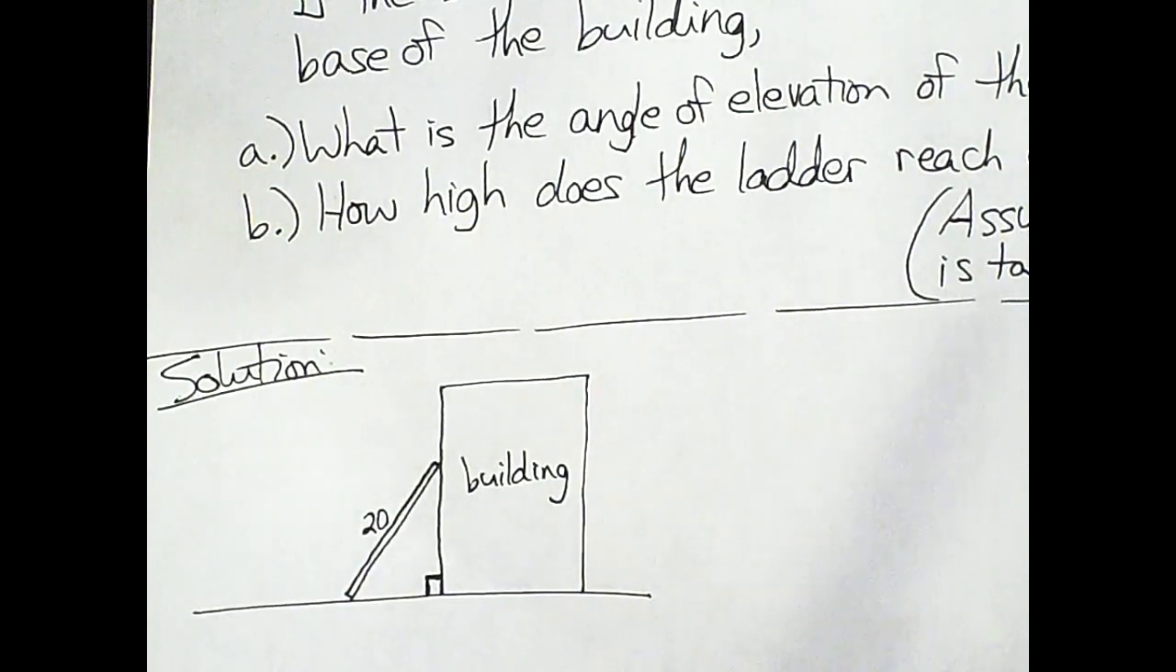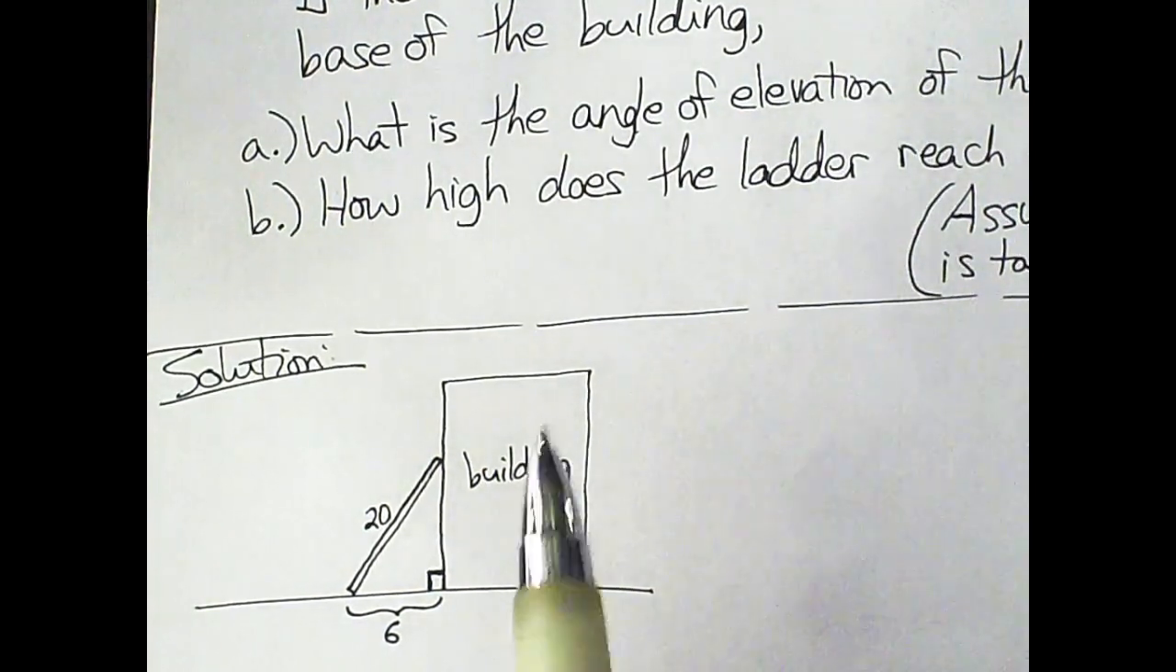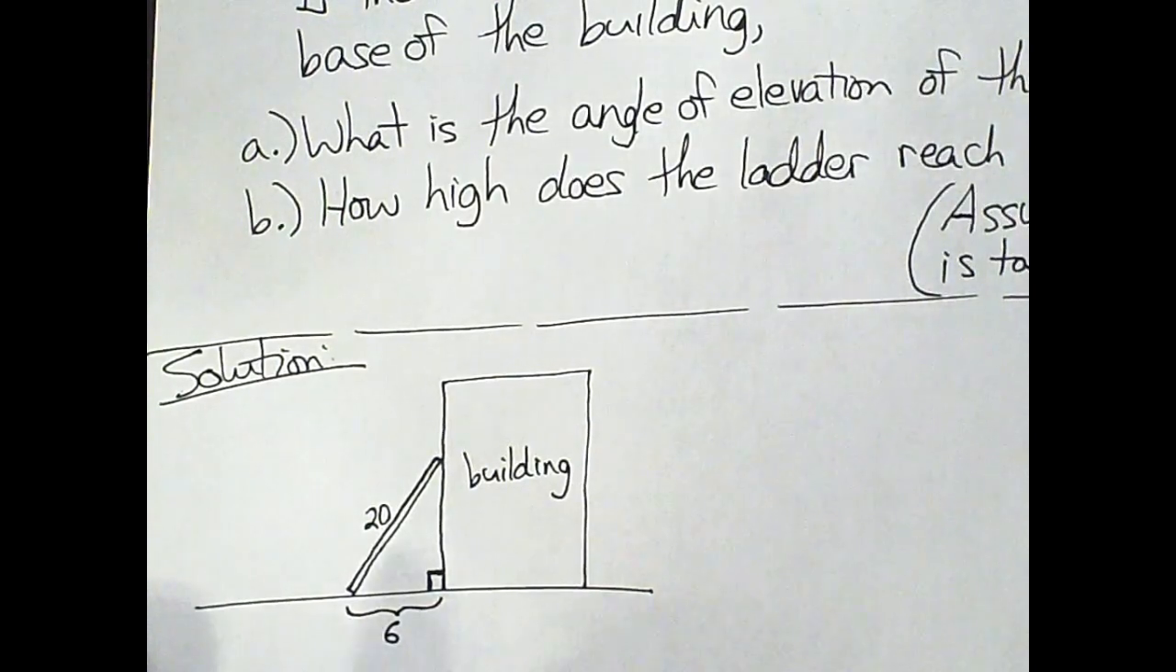6 feet. The bottom of the ladder is 6 feet from the base of the building. So that would be this here. This length is 6, so the bottom of the ladder is 6 feet away from the building. I don't know if my picture is exactly to scale, my 6 and my 20, but that's okay. Part A is asking what's the angle of elevation of the ladder.